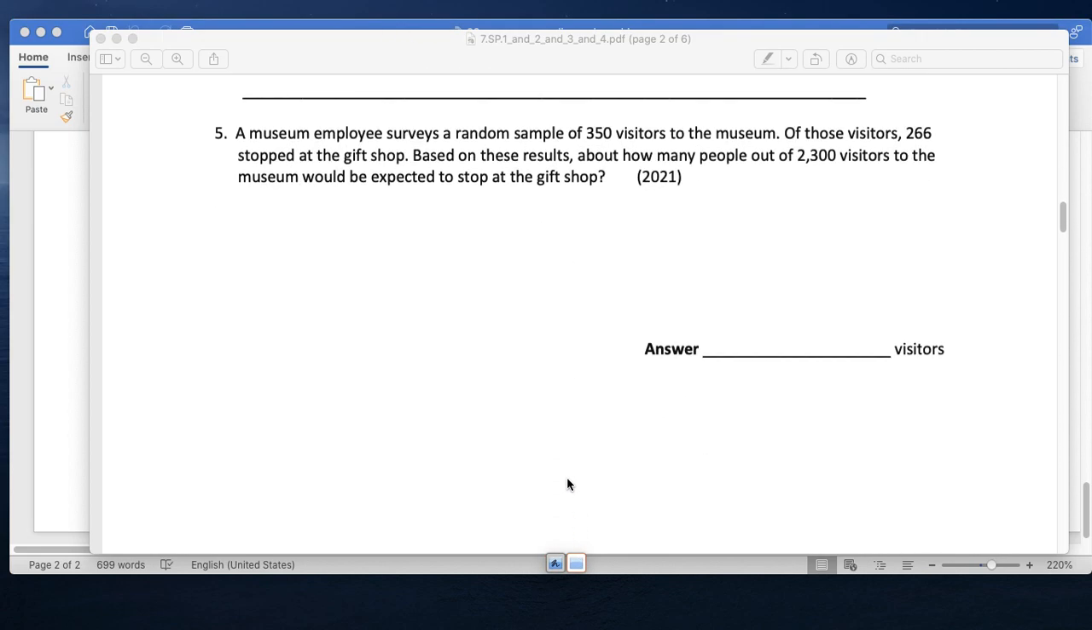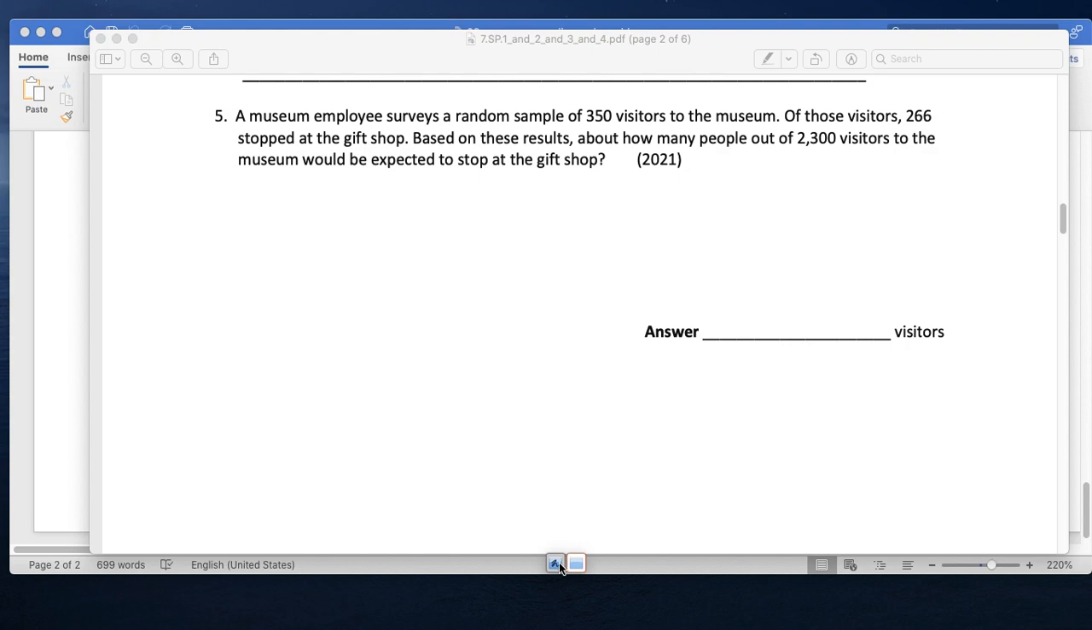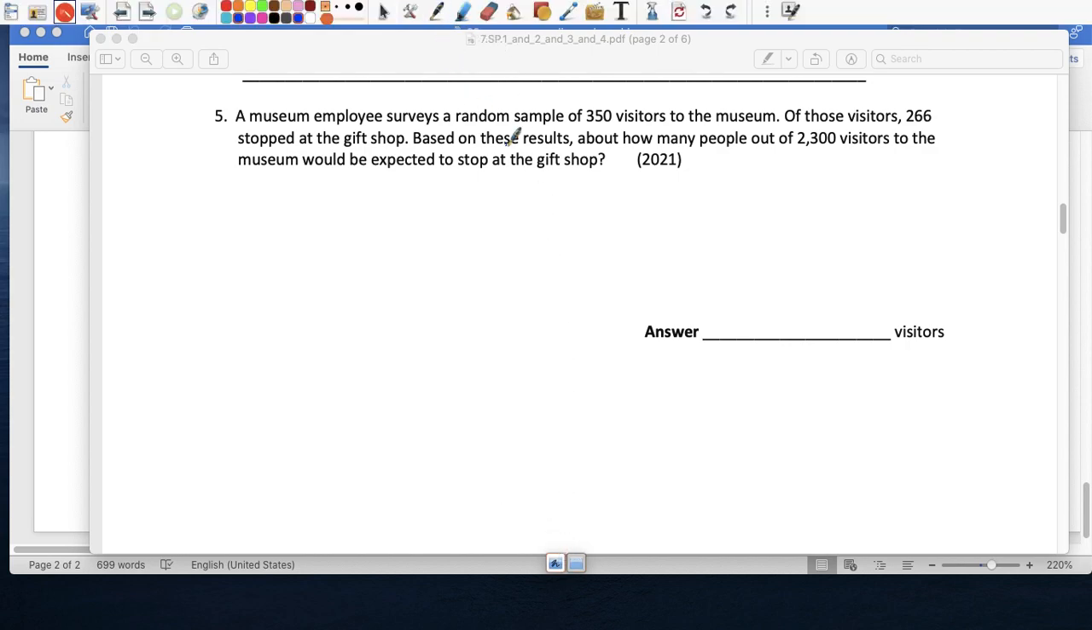5. So this might be a similar question. I think we even saw it on a test. Survey, museum's employee. He asked 350 people. Of those 350, 266 stopped at the gift shop. Based on those results, how many people out of 2,300 would you expect to visit the gift shop?